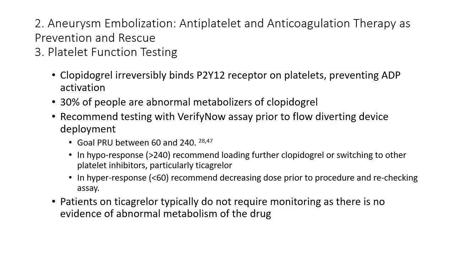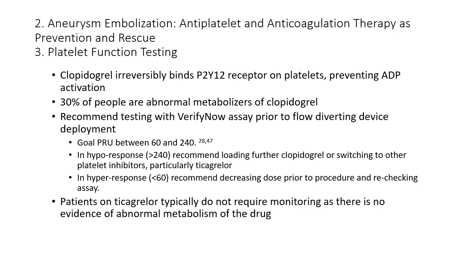A goal PRU, or P2Y12 reaction units, is between 60 and 240 prior to treatment with a flow diverting device. A level over 250 is a hyporesponder at risk for thrombotic complications. For hyporesponders, we recommend either increasing the dose of clopidogrel or switching to another antiplatelet drug like ticagrelor. Patients switched to ticagrelor do not require therapeutic monitoring.